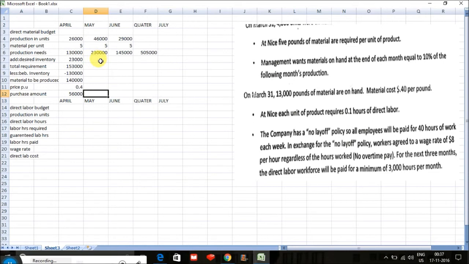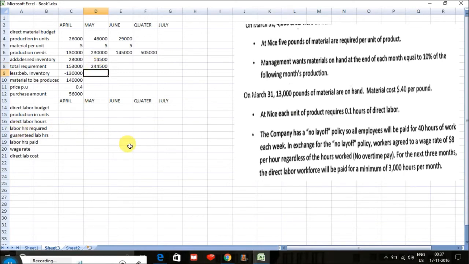Now let us move to the month of May. In the month of May, the desired ending inventory will be 10% of June's total requirement, that is 1,45,000, and 10% of that is 14,500. We will add it to the production needs. So we will get the 2,44,500 requirement of materials, total requirement of material.